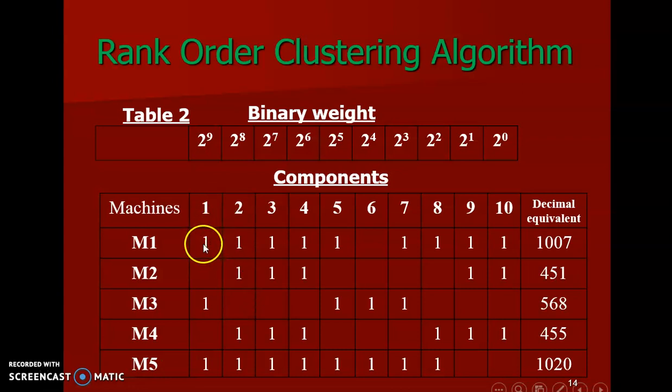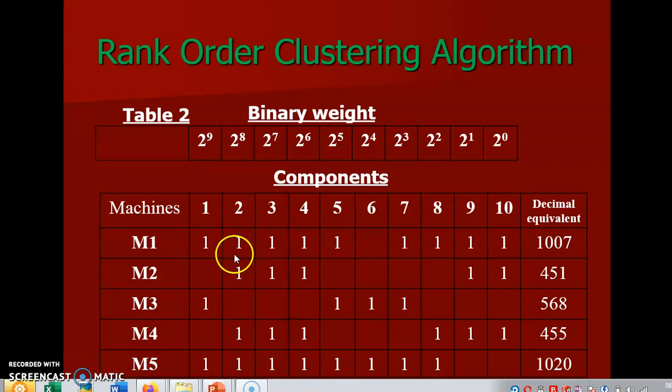These components are given a binary weight, raising the binary weight from 2 power 0 to 2 power 9, since there are 10 different components. Then doing the summation row wise, that is, 1 into 2 power 9 plus 1 into 2 power 8 plus 1 into 2 power 7 and so on. Adding up these binary weights, the decimal equivalent is 1007. This binary weight is done for the respective rows. So these are the respective values.